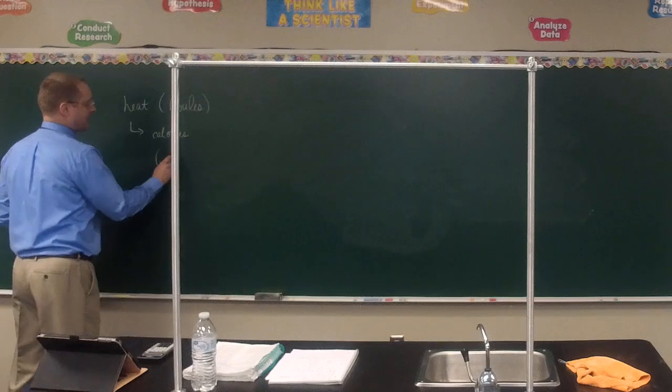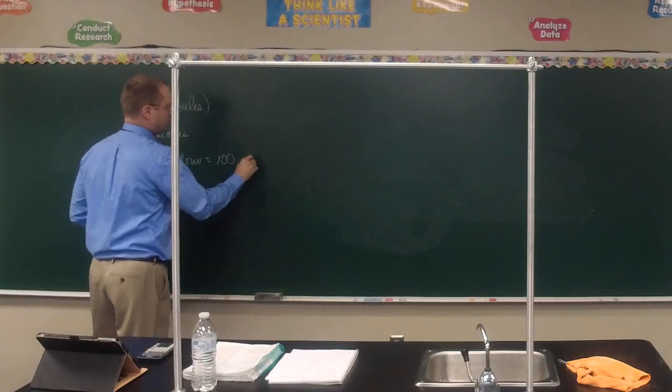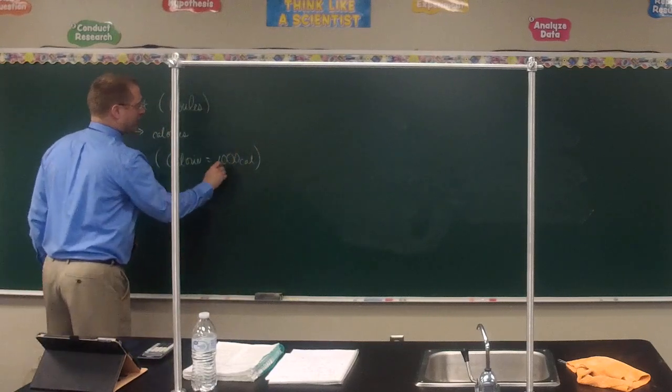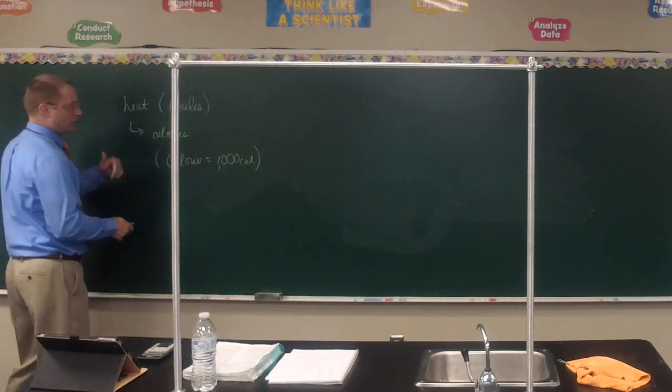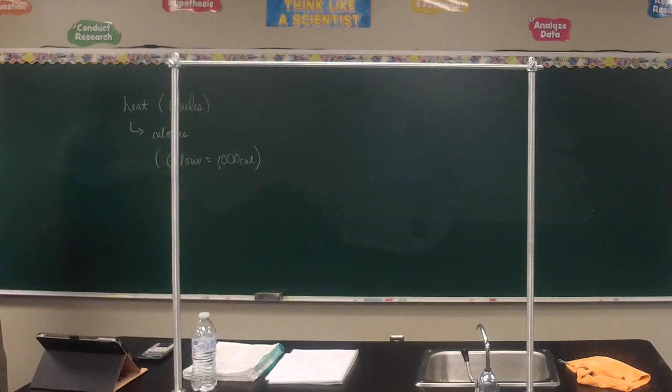We should note that a Calorie with a capital C is 1,000 calories. So it's not a separate unit, we're just talking about a kilocalorie. Just know that when you see a capital C, that's what it's implying. So don't write a capital C if you don't mean it, right?